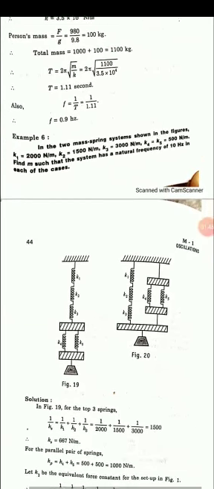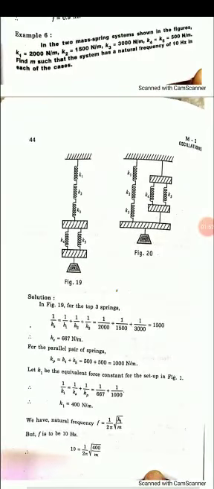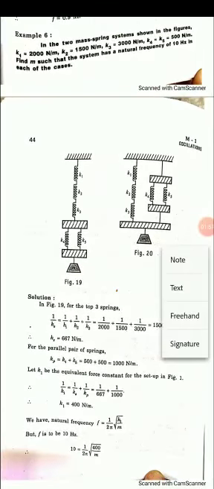See here, the next example, that is the series and parallel combination. Just go through the diagram and read the question. In the two mass spring system shown in the figures, K1, K2, K3 values are mentioned. K4 is equal to K5. Find the M such that the system has a natural frequency of 10 Hz in such cases.